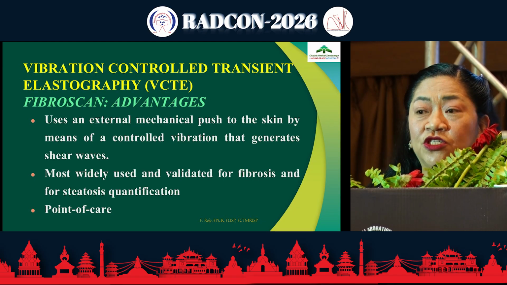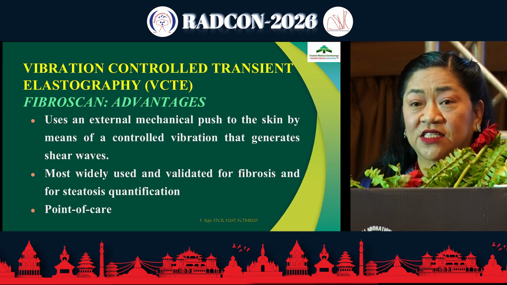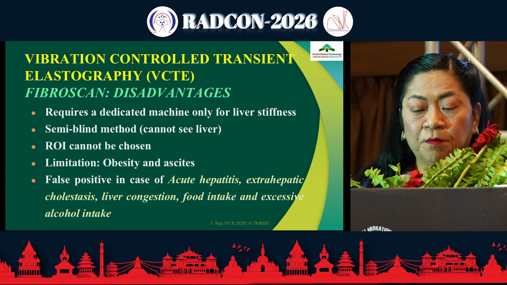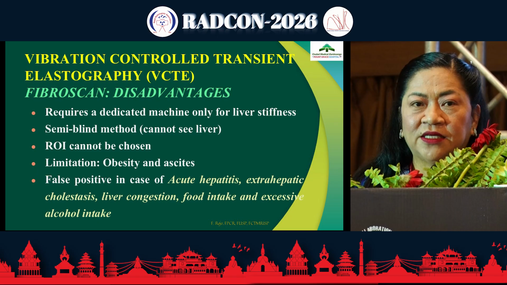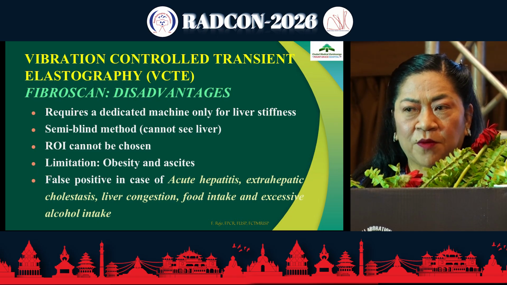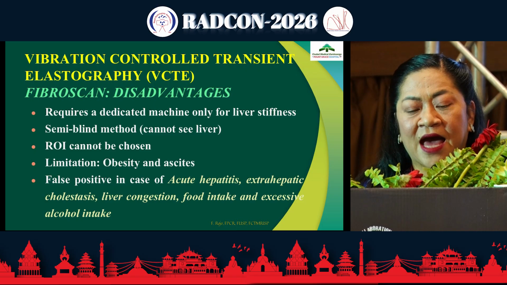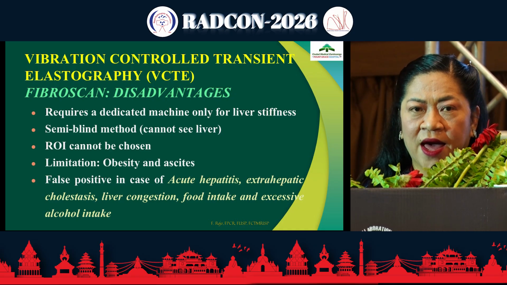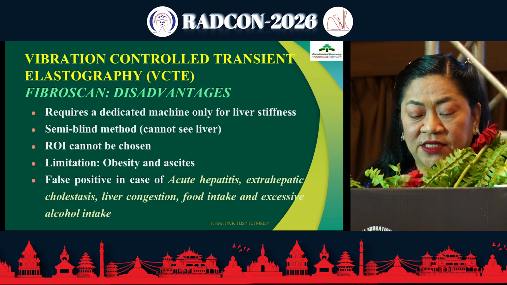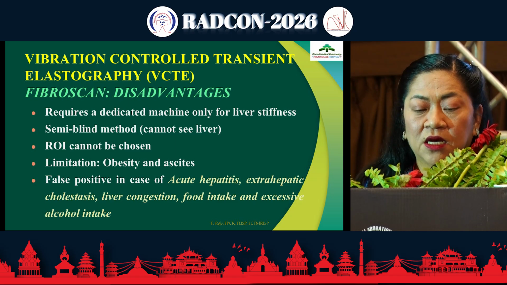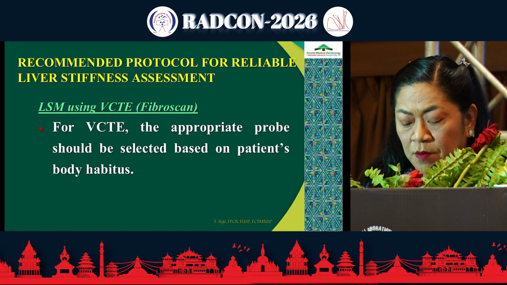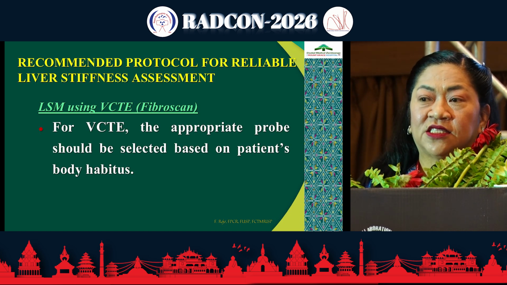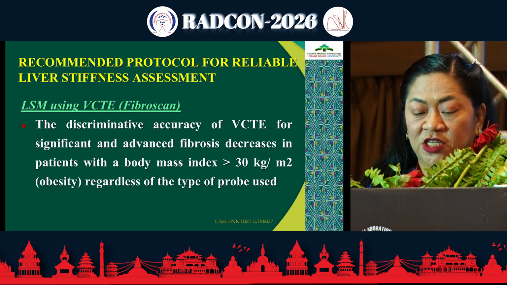And I think the gastroenterologists have been using this for several years. However, we must be reminded that we do not see the liver by itself, so it may be semi-blind or blind, and we cannot choose the ROI, and the other limitations are obesity and ascites. I just mention this because for the recommended protocols, FibroScan actually has difficulty with obese patients more than 30 kilograms per meter squared.